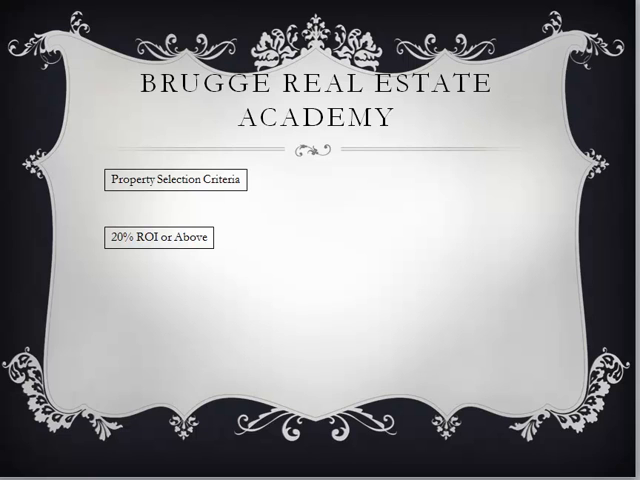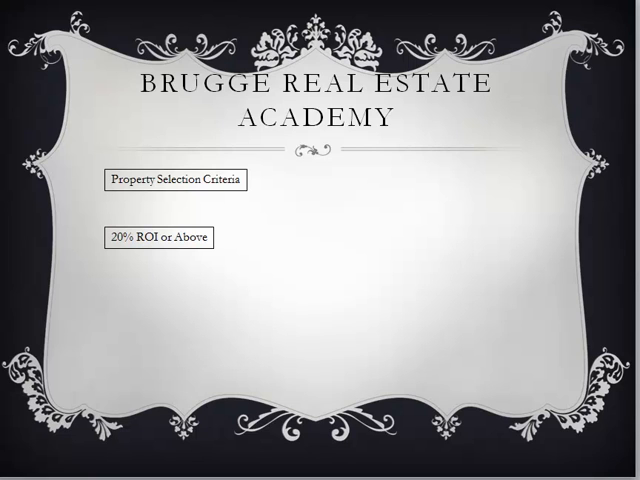But the return on investment is a personal choice. There's no right or wrong answer. It's something that you need to decide for yourself. But I strongly encourage you, because of the risks involved, to use my selection criteria, 20% or above. If you can't find a property that gives you a 20% or above deal, check another market.